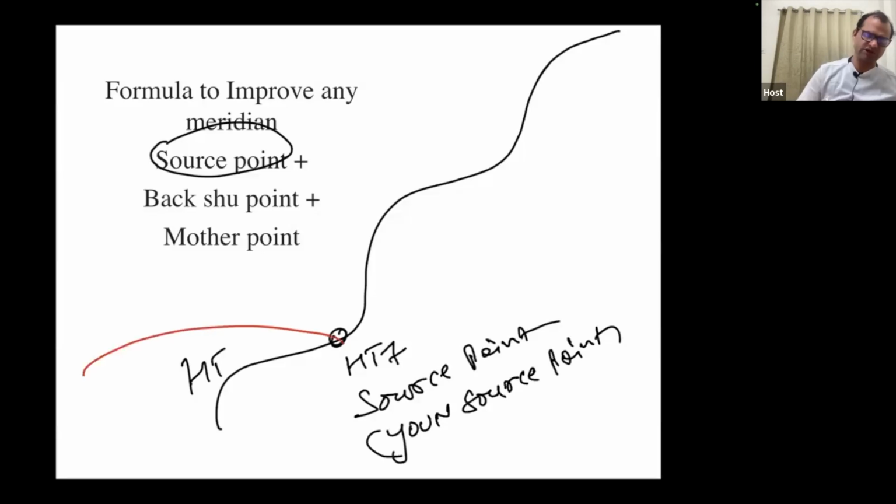It is receiving energy from kidney. If we tonify the heart 7, then heart meridian will be getting good strengthening.